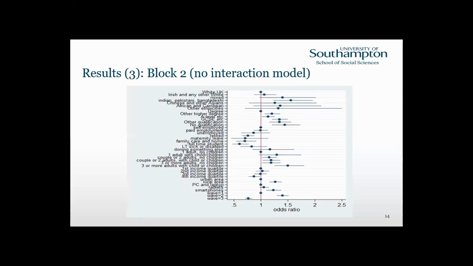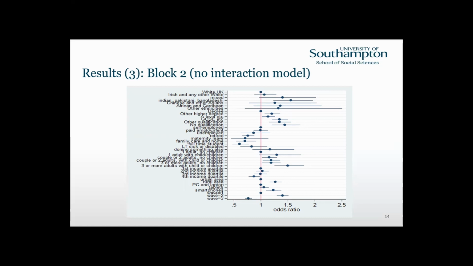So here for block two, this is not the final model. This is model without interaction, but we just wanted to look at the main effects first. So same as with block one, those who are Indian, Pakistani and Bangladeshi have higher likelihood of straight lining than those of white ethnic background. Those who have lower qualifications than degree have higher odds of straight lining when compared to those with a degree.